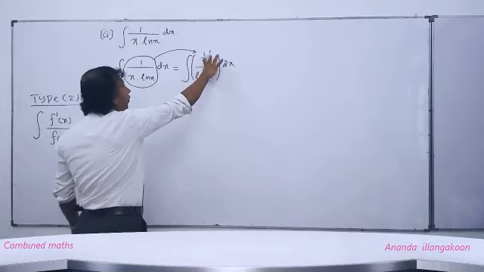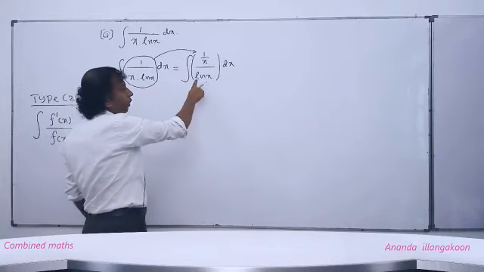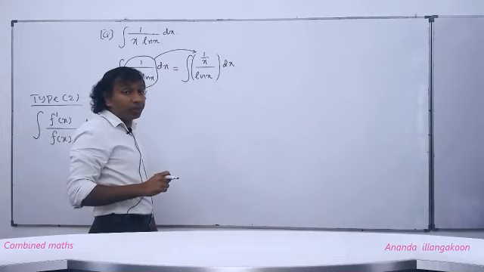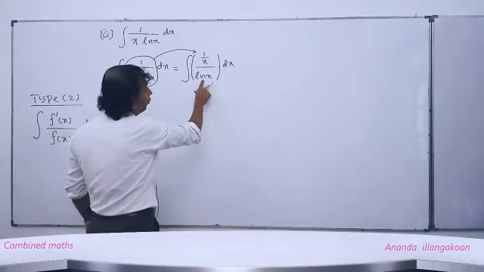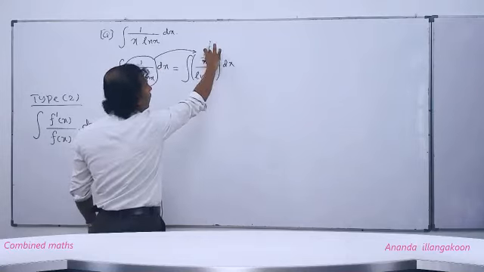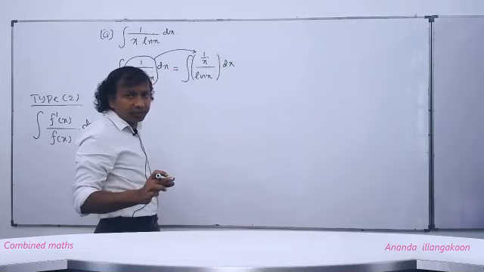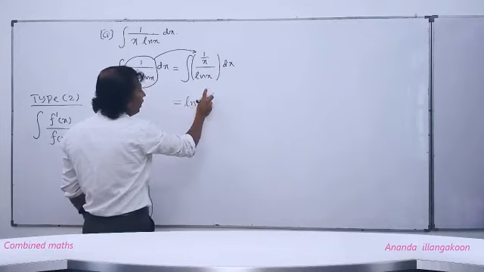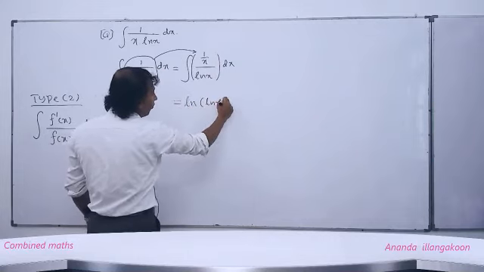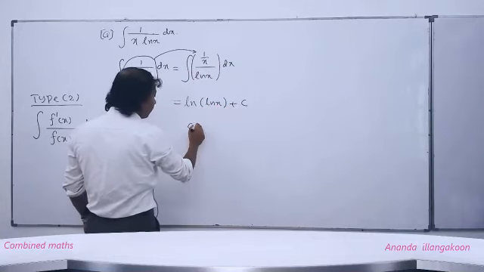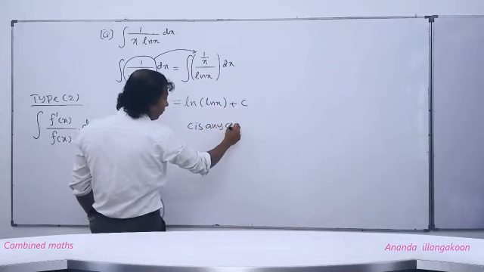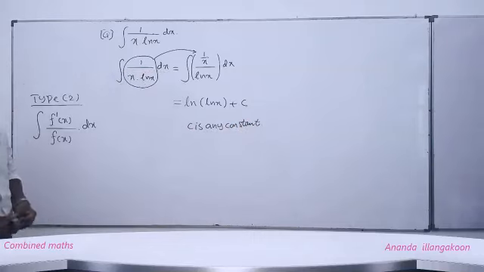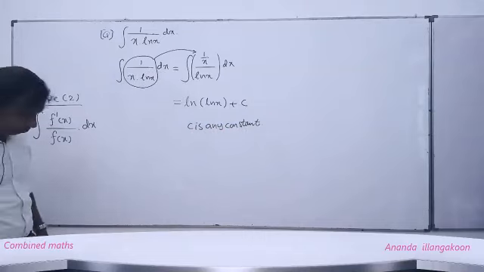This means really this. Now you know ln x. The derivative of ln x is what, people? Derivative of log x is 1 upon x, no? The derivative of this denominator we now have at the numerator. Then what's the answer? ln of the denominator. So this is ln of the denominator, ln modulus x plus c. C is any constant.